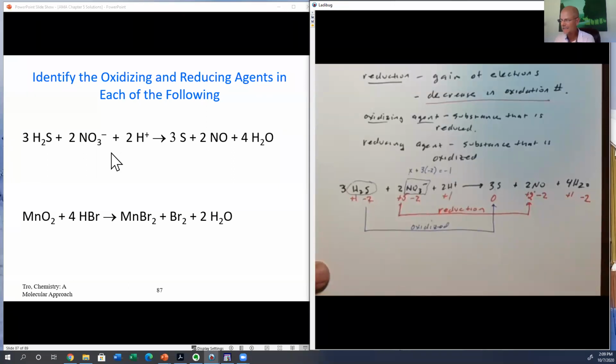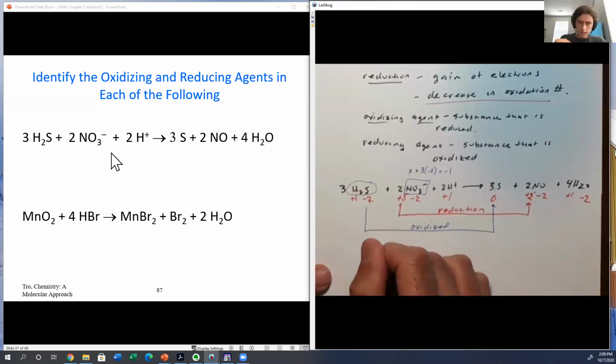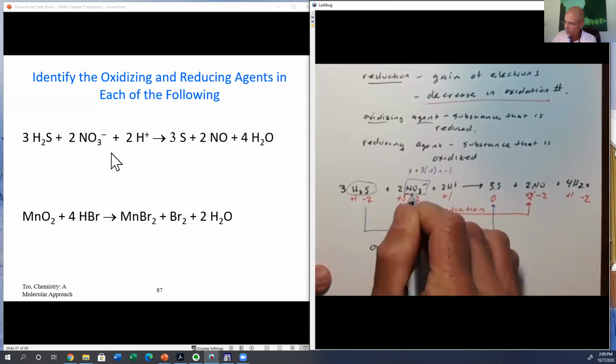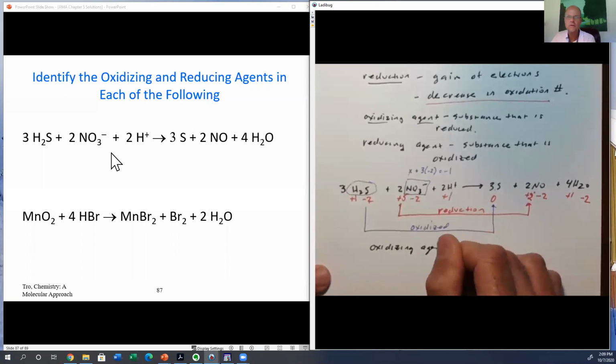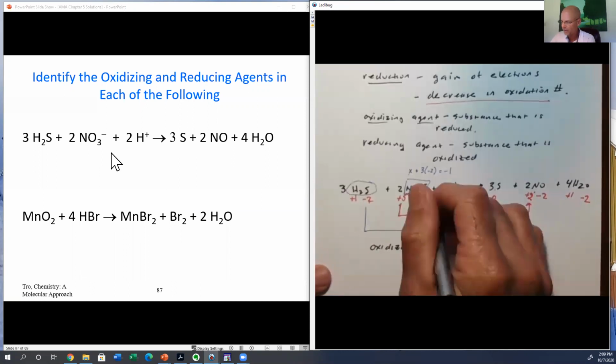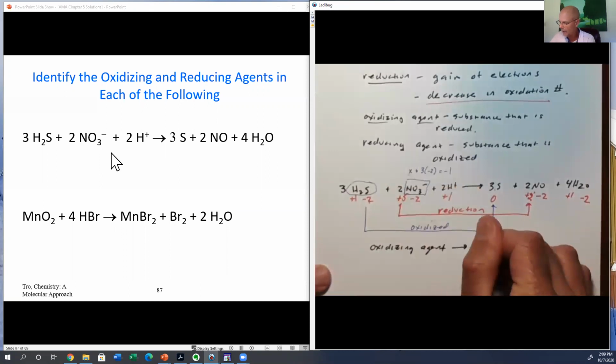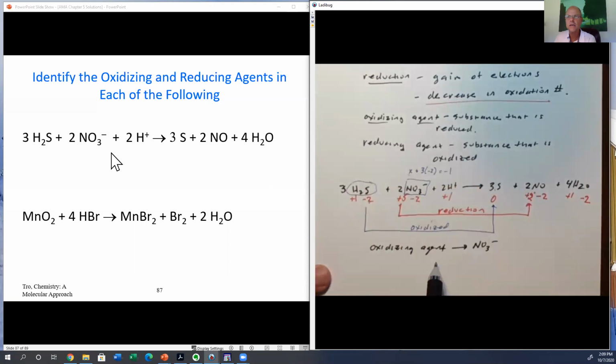All right, so if this is the reduction and this is the oxidation, then what is the oxidizing agent? Would it be nitrogen? Right, you can either say nitrogen or you can say the whole thing, NO3-. Typically you give the entire thing that's involved in the reaction. So normally we would say NO3-. And why is it the oxidizing agent? Because it is the thing that's being reduced. Are you with me?